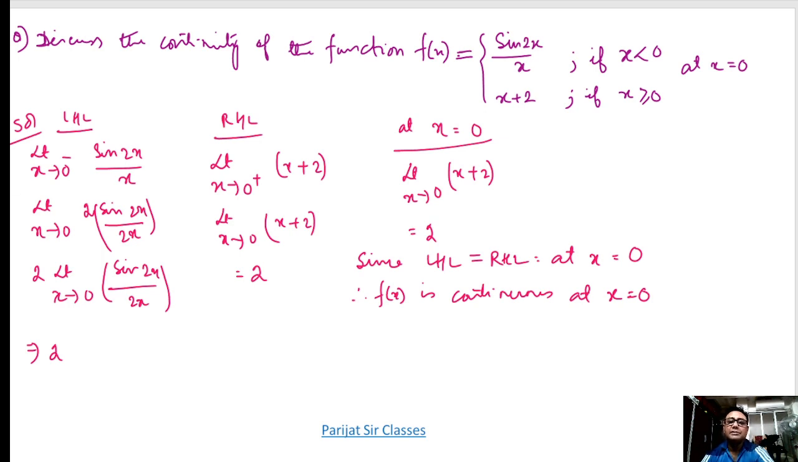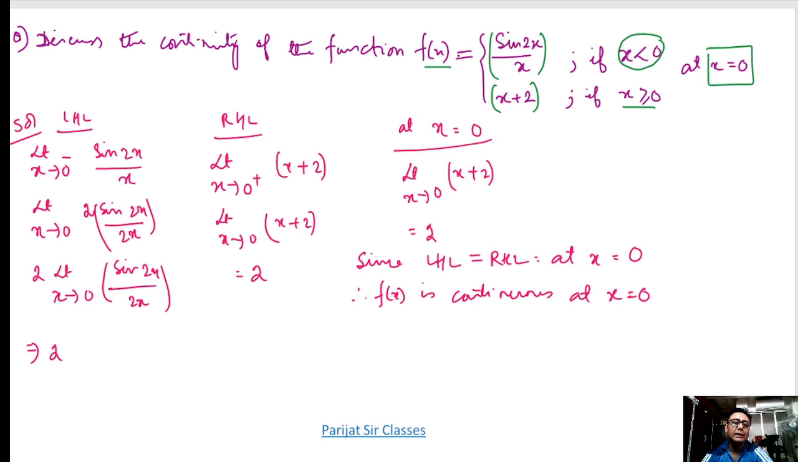Similarly, let us check the continuity of this function. Sin 2x by x I will take only when x is less than 0. x plus 2 I will choose only when x is greater than or equal to 0. And we have to check the continuity at x equal to 0.